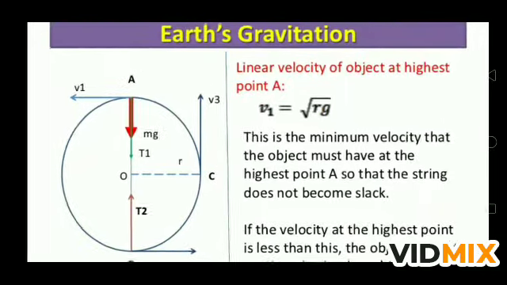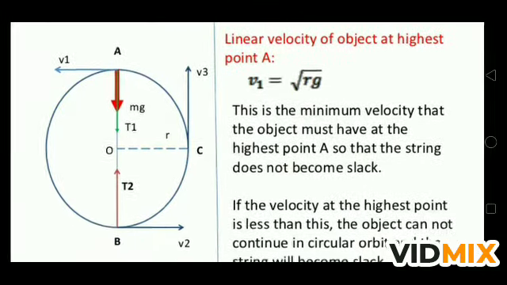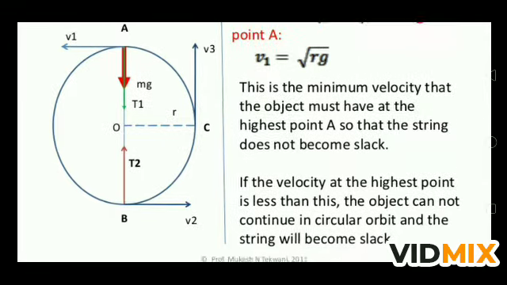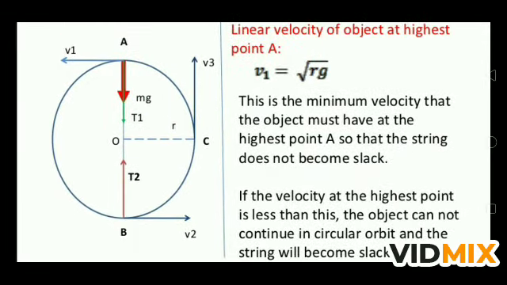Now this velocity is the minimum velocity which the object must have at the highest point, so that the string does not become slack. And if the velocity at the highest point is less than this velocity, the object cannot continue in the circular path or circular orbit, and the string will become slack.